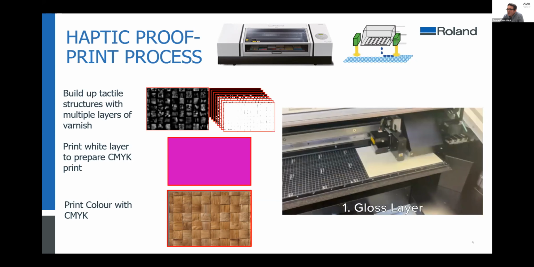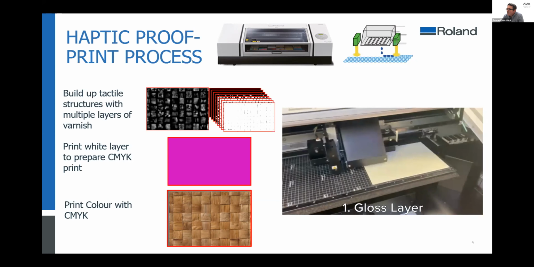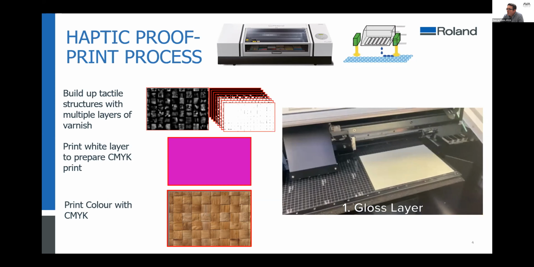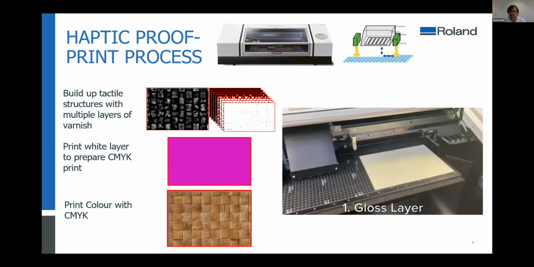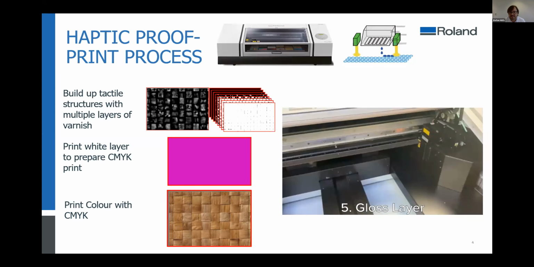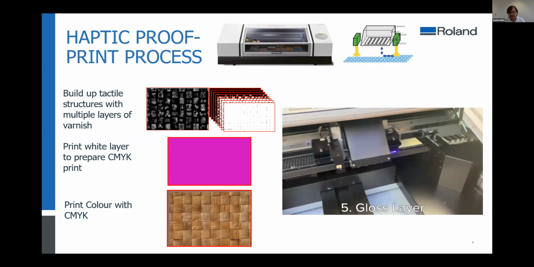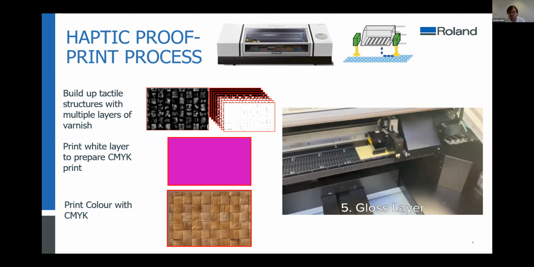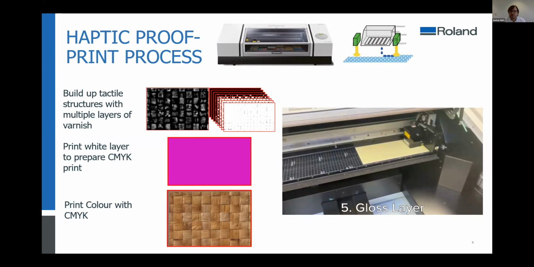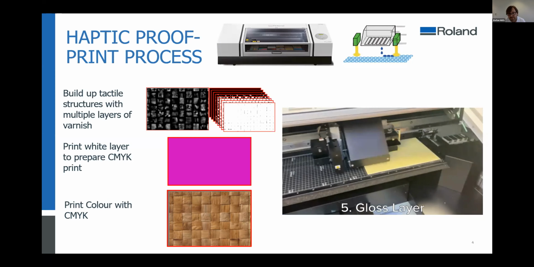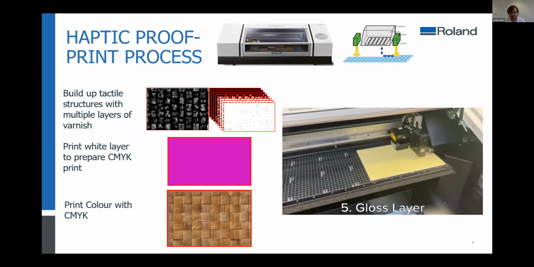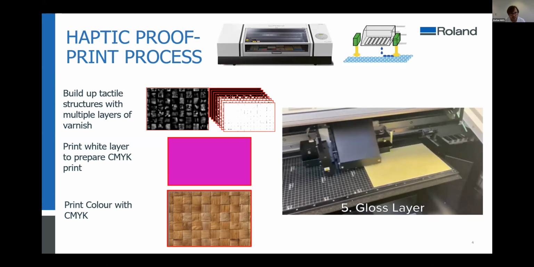Stefan, you had a question. What are the size options for your range of haptic printers? Yeah, we have small UV flatbed printers with a width of 508 or 760 millimeters and a length of both 330 millimeters. But we also have bigger printers with a width of 1 meter 16 and a length of up to, doesn't matter what you want, 3 meters.